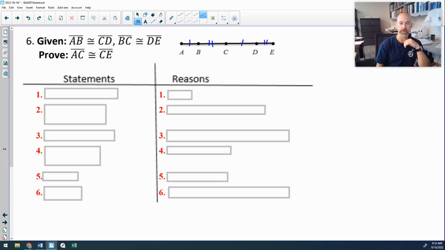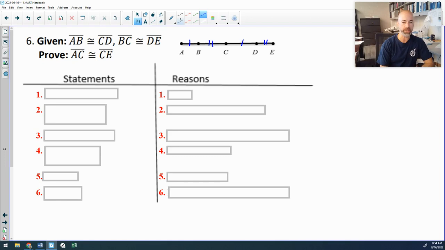Now, I did a double take on this. When I worked this problem the first time, I went back and did a double take because if I'm looking at this, AB does not look the same length as CD. And if you got a ruler, they would not be the same. But if they tell you they are congruent, then you have to accept that, even if it does not look so. So AB is congruent to CD, BC is congruent to DE.